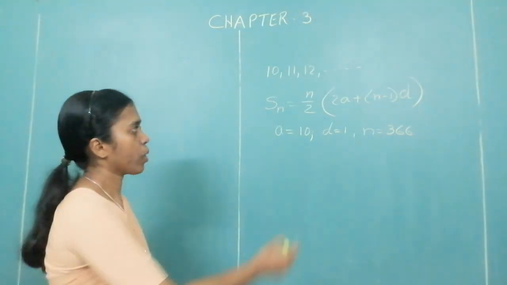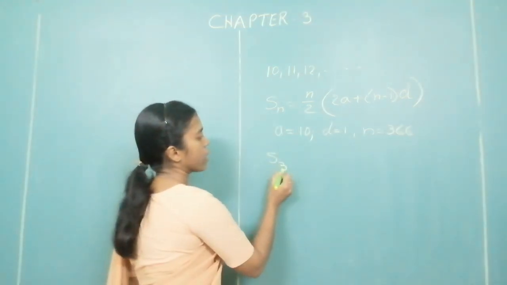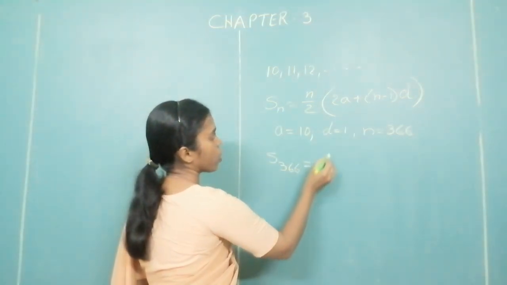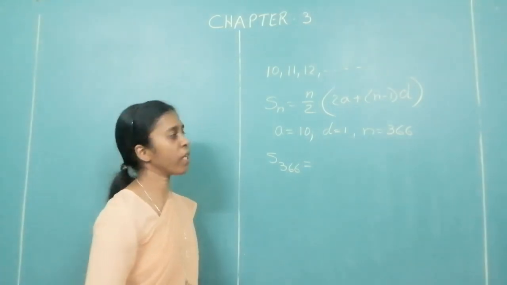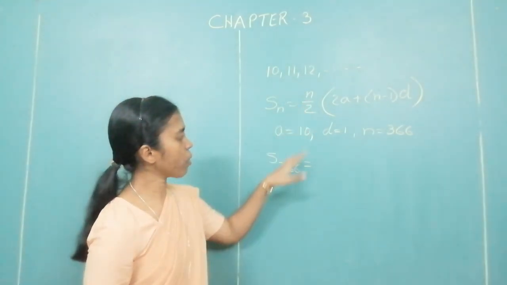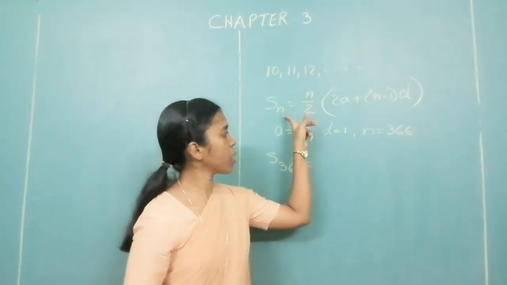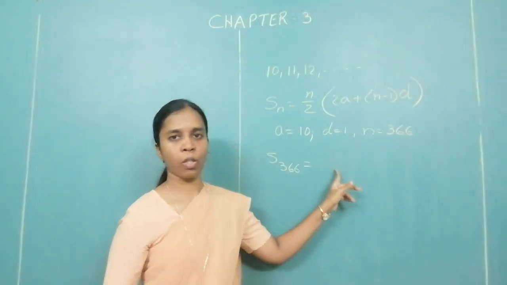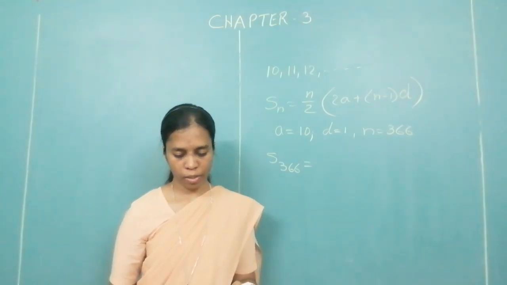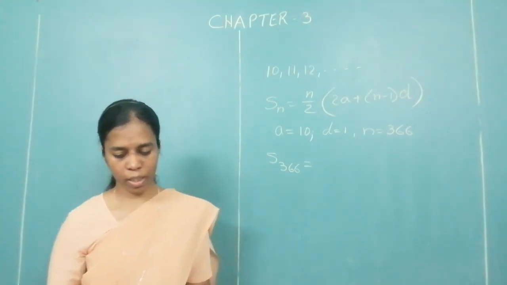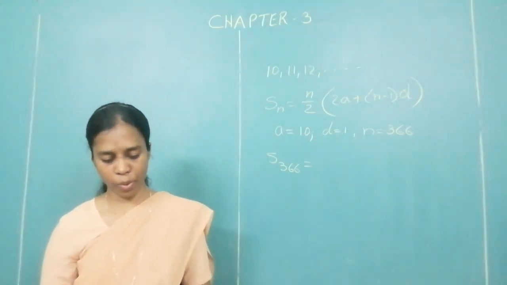Okay. Now, what are you supposed to find out? S366 is equal to, you have got all the values over here. n you have got 366, a is 10, n is 366 and d is 1. So find out the answer. Okay, you can solve it and get the answer. Please write the necessary steps.